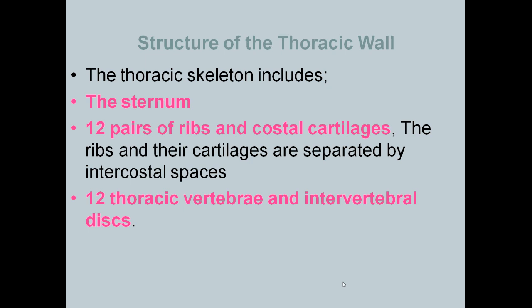Structure of the thoracic wall. The thoracic skeleton includes the sternum and 12 pairs of ribs and costal cartilage. The ribs and their cartilage are separated by the intercostal spaces. 12 thoracic vertebra and intervertebral disc.